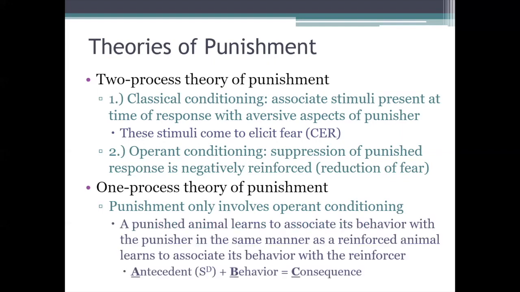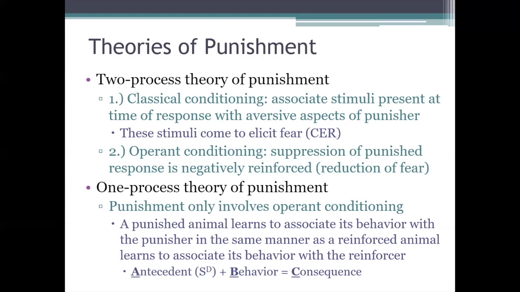But by contrast, one process theorists claim, just as they do with avoidance, that it's unnecessary to assume that classical conditioning plays a role in punishment. So, just as we saw when we applied this theory to avoidance learning, one process theory argues that operant conditioning is the only process that's involved. So, guys, this is the theory of punishment that I've sort of tacitly endorsed a few times already in the course because I've referred to punishment a few times as essentially the opposite of reinforcement. And that's how one process theorists view punishment. Whereas reinforcement strengthens a behavior, punishment weakens it, and it does so by the same process that reinforcement involves.